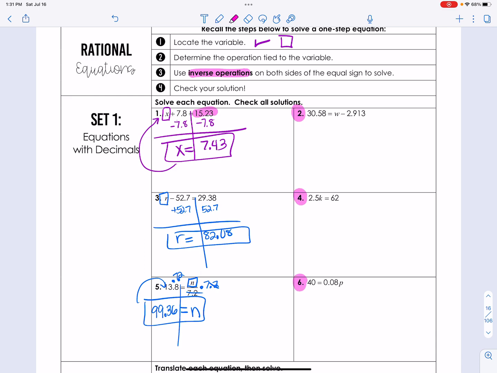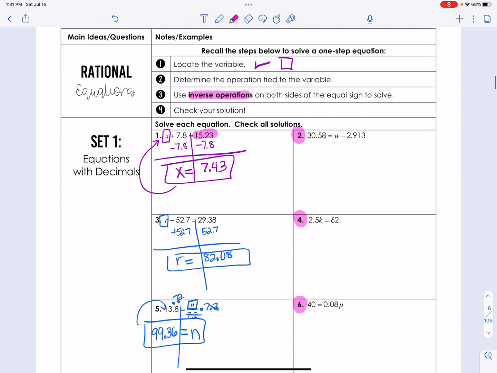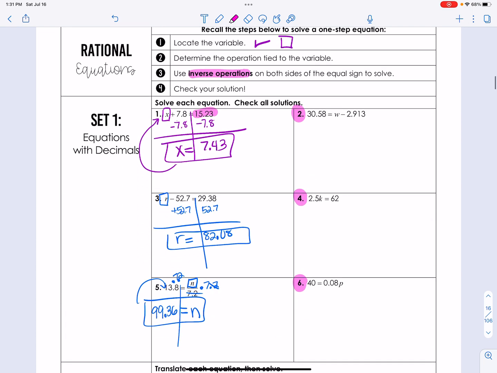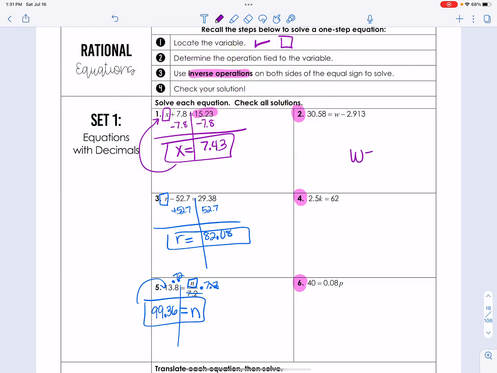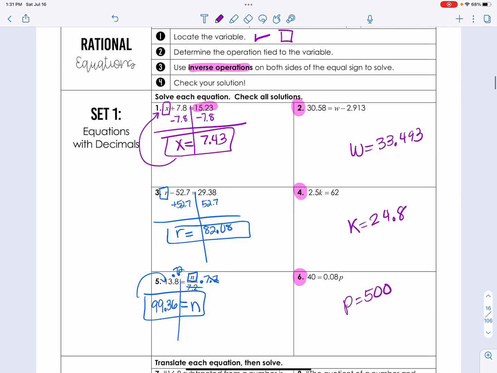I'm just going to write answers up. And if they're wrong, then you get a hold of me and say, I missed number 4 on notes page 7, and we'll go over it. Pause and do them. Okay, 2 is W equals 33.493. 4 is K equals 24.8. And 6 is P equals 500. I would be happy to go over any of those if you just let me know.